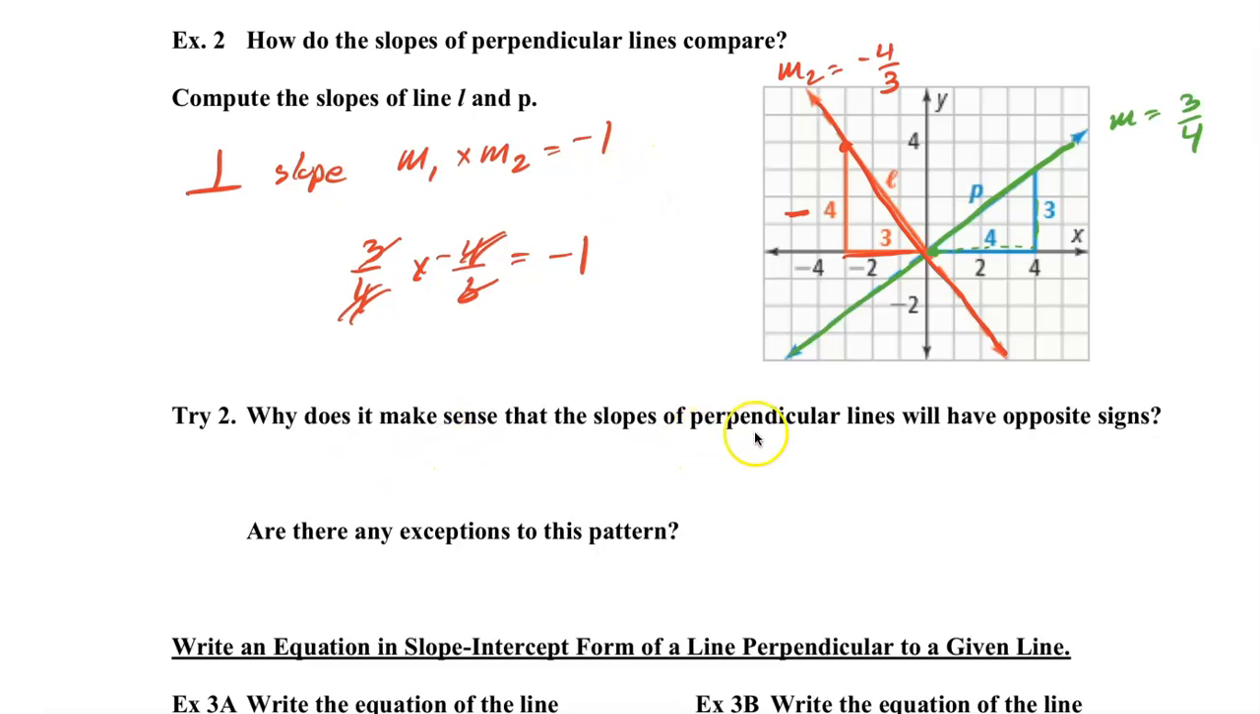Why does it make sense that slopes of perpendicular lines have opposite signs? They're going in opposite directions, right? One is going up, or increasing, while the other one is decreasing. So one is increasing and one is decreasing.